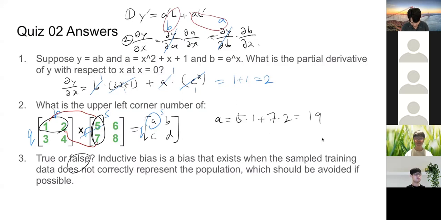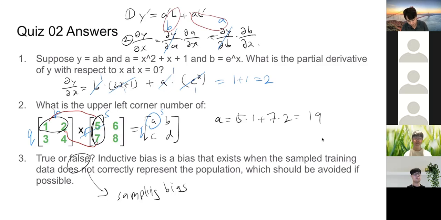So what is this? Actually, this is not inductive bias. This is actually a description of sampling bias. So it's false because this is actually sampling bias. And I don't want to say that certain bias is better than the other or good or bad, but in general, sampling bias is something that we want to avoid if possible.